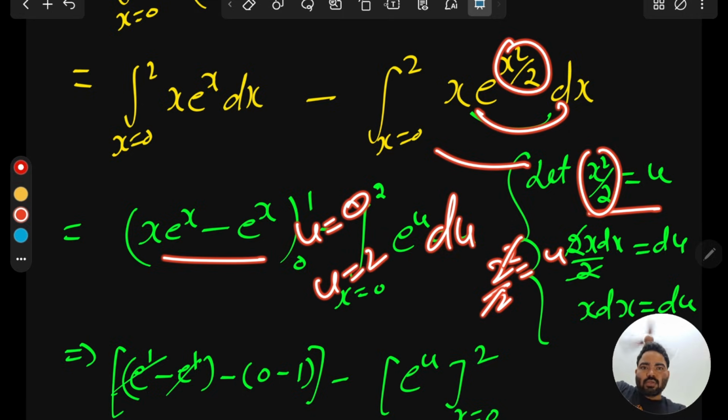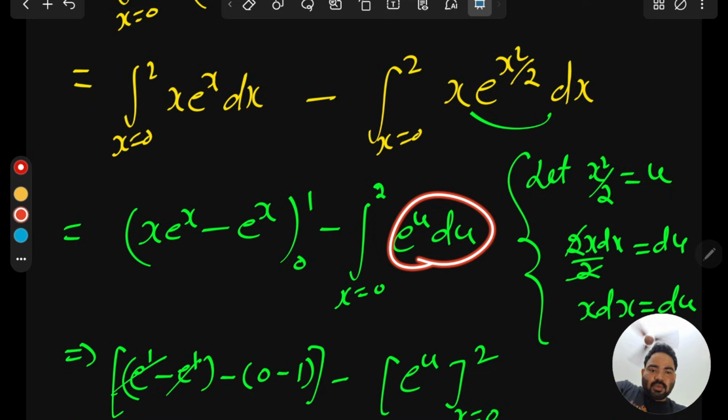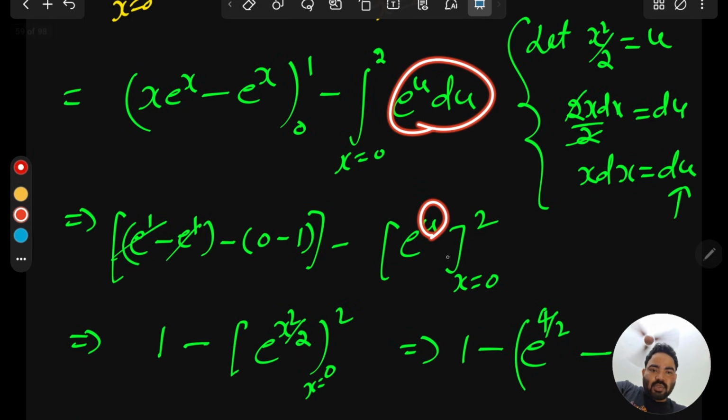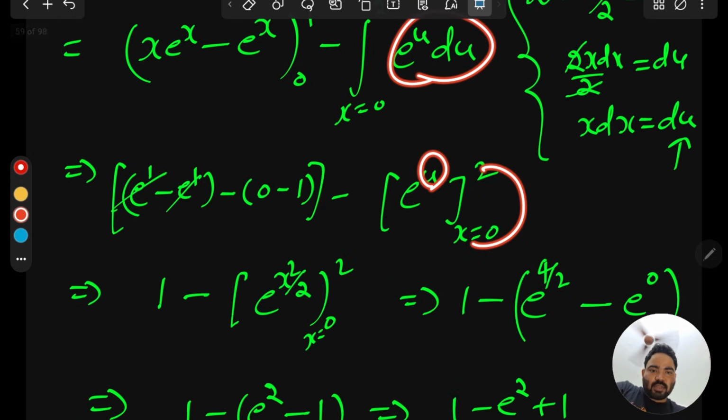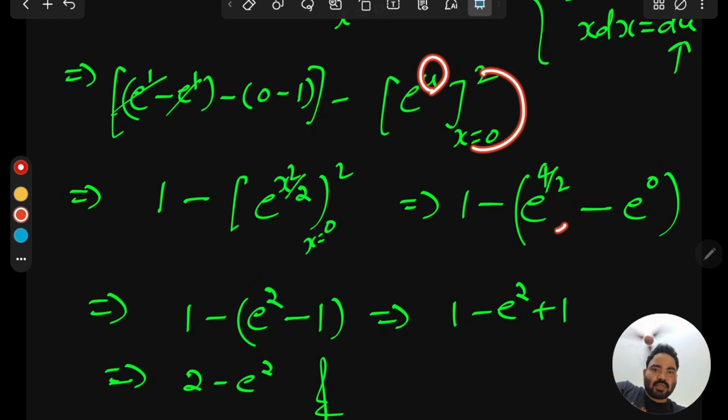So you can change this 2, or just solve and after that put the u value, and then back substitute the x limit. So this is the way you can solve. After that I put the u value, and this now becomes x. Now I am going to put the x limit. Either way you can solve.